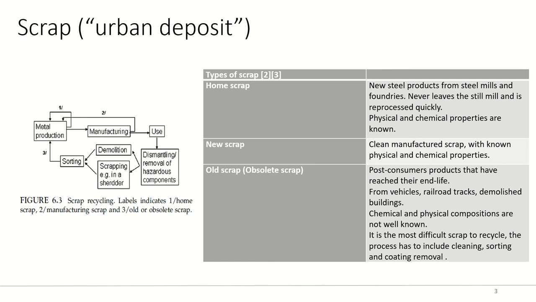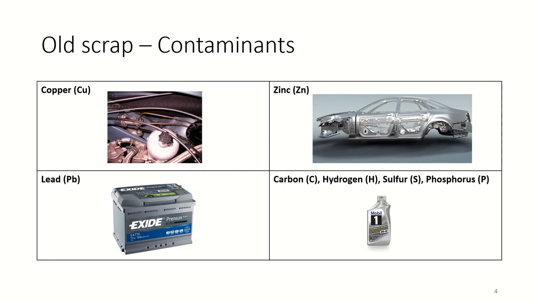Then there is the old scrap, also called obsolete scrap. These are the post-consumer products that have reached their end of product life. It would be a lot harder to recycle them since there will most likely be contamination throughout the use of the products, and that requires more treatments. So here are some contaminants usually found in old steel scrap. We have copper from the copper wires, zinc from galvanized steel, lead from batteries, and the rest from oils.